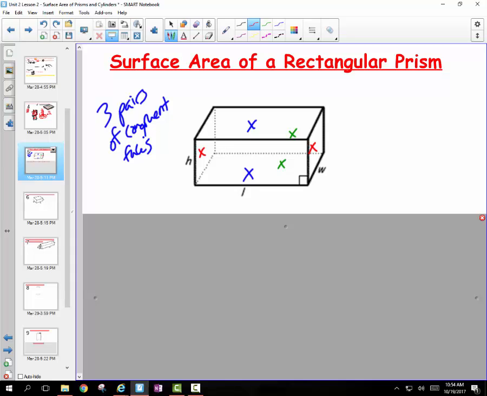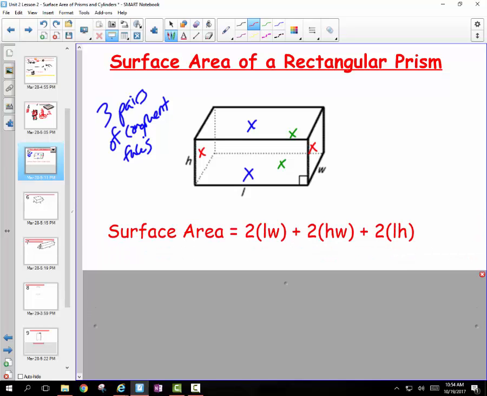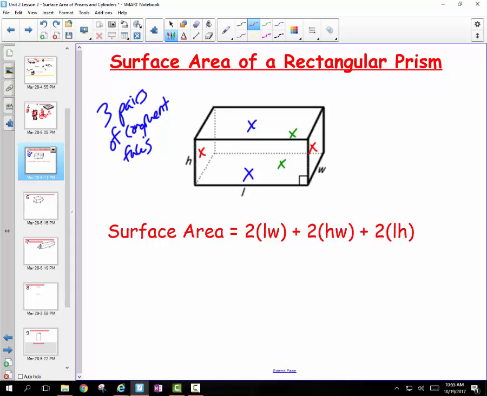And so what this leads to is a formula for surface area in which I find the area of each of those different faces, one marked with the red X, one marked with the blue X, one marked with the green X. And once I have those areas, if I just double them and add them together, I would be okay. So what I want you to think about is this idea of 2 times the length and the width. Well, that would be 2 times the area of the top and the bottom. Right, so I find the area of the top, and then I double it, and I'd have the area of the top and the bottom.